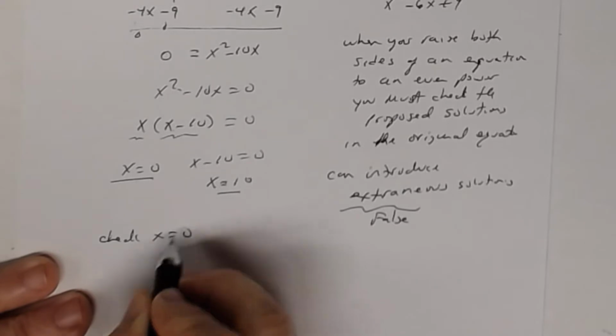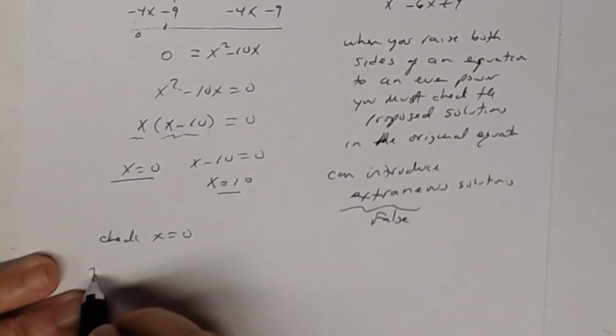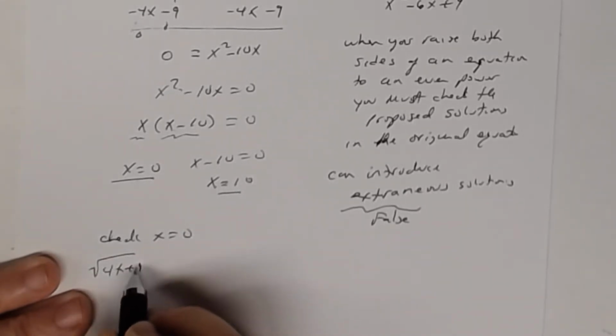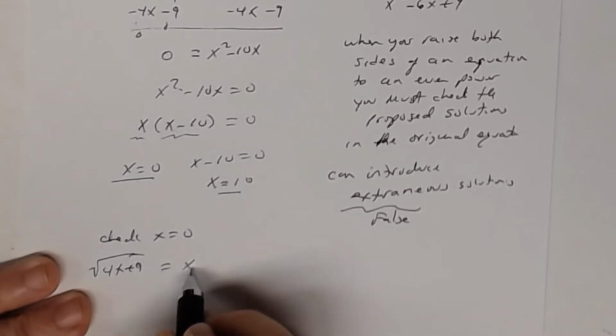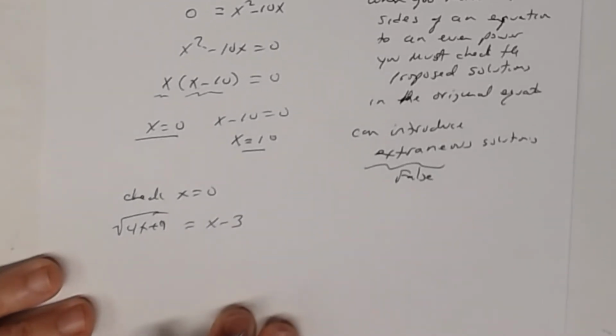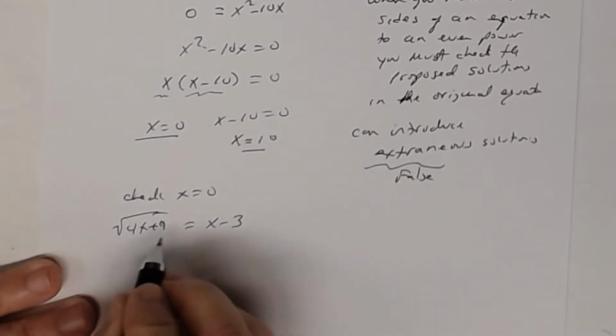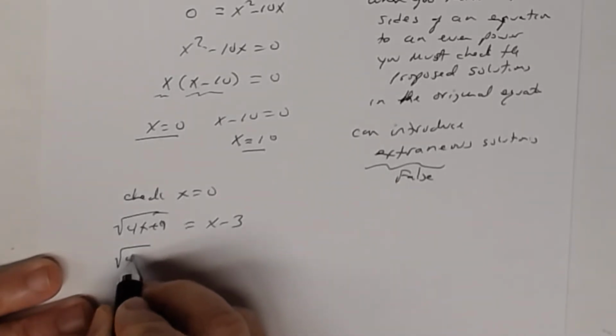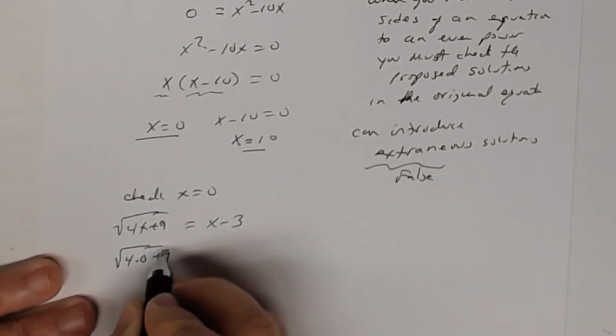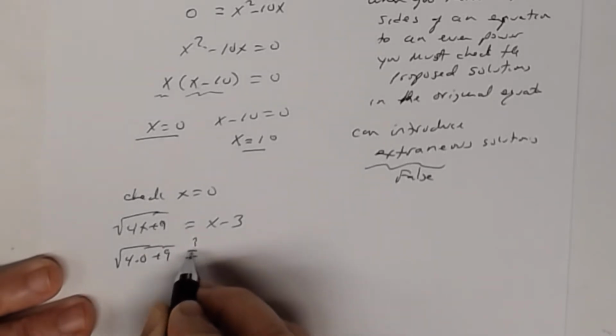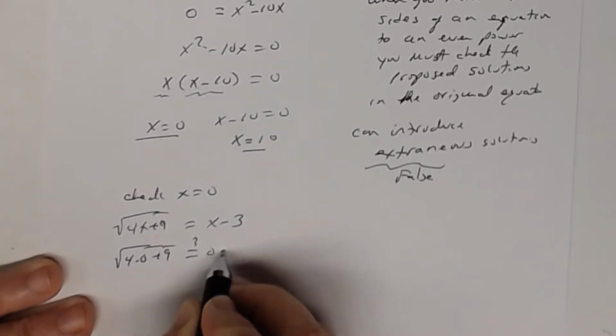So let's check x equals 0 in the original equation. So here's the original equation. It does not take a large amount of time. You want your points? Take the time. So if x equals 0, wherever we see the variable x, I'm going to substitute 0. So I get the square root of 4 times 0 plus 9, and notice the question mark, I want to see that's equal to 0 minus 3.